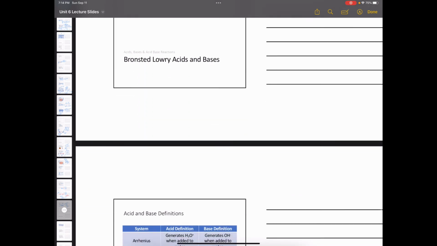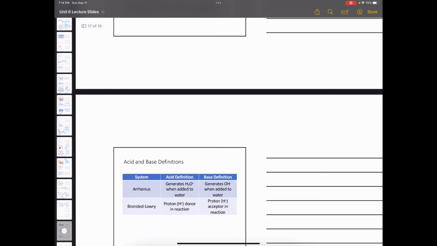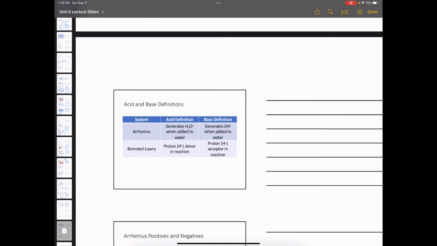Now let's talk about Bronsted-Lowry acid and base. We talked about Arrhenius acid, and that's basically what we have all been going through when it comes to acids and bases.